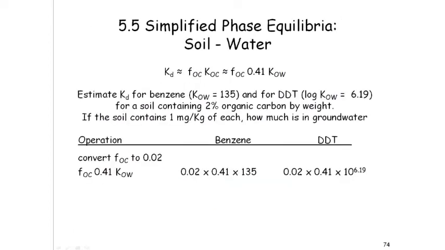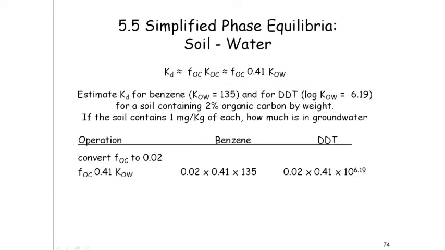So how could we use this? Here's an illustration. We're wondering, in a soil that contains some benzene and some DDT, that is a milligram per kilogram of each in the soil, if there will be a groundwater issue from that soil, and which of those chemicals is more likely to cause a groundwater impact. Let's assume the soil contains 2% organic matter, and let's estimate the aqueous concentration in the water in that soil.